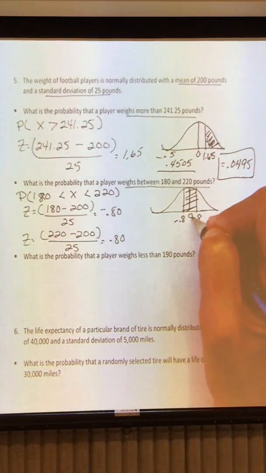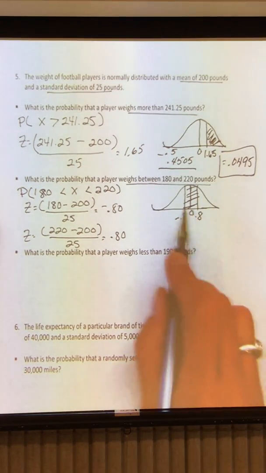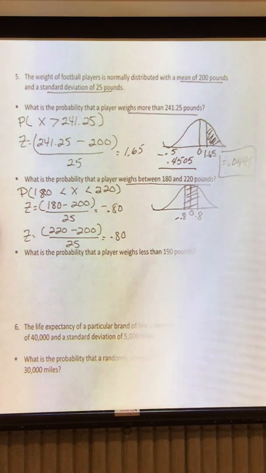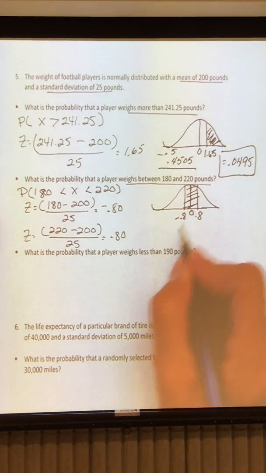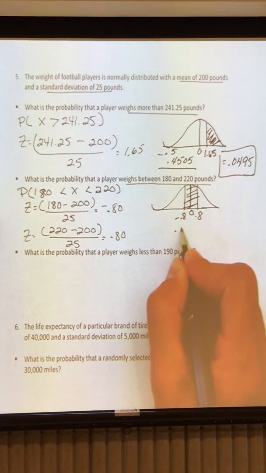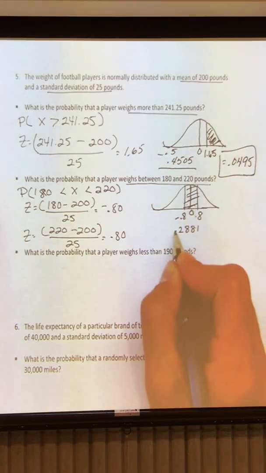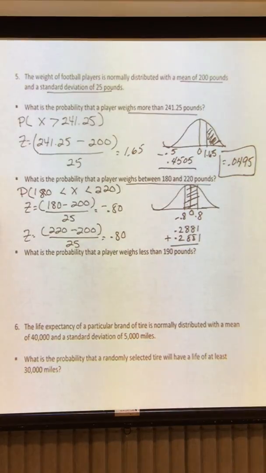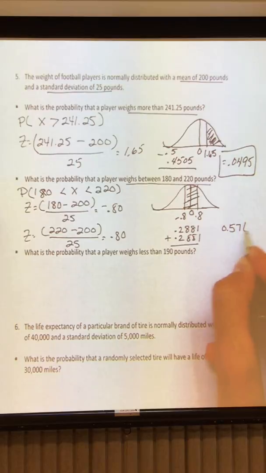Again, the middle is shaded, so if the mean is shaded, you're going to add the two areas. So let's first look at the area. So the area of 0.8 is 0.2881. So you have the area between 0 and negative 0.8 is 0.2881. And the area to the right is the same, 0.2881. And you're going to add those two areas, and that is equal to 0.5762.